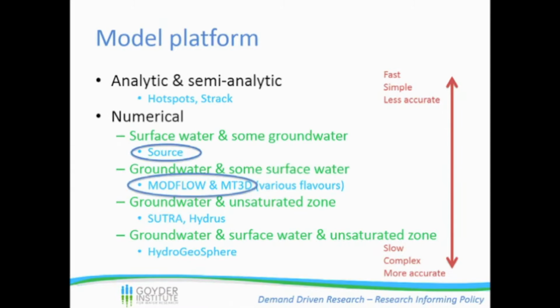But for the very time-constrained period that we have for this project, we decided to pick the two that are already currently being used by the department, by JUNA. So the Source model, which is surface water focused, and MODFLOW, which is groundwater focused. And CSIRO is taking the lead on the Source modelling, and Flinders is taking the lead on the MODFLOW modelling.